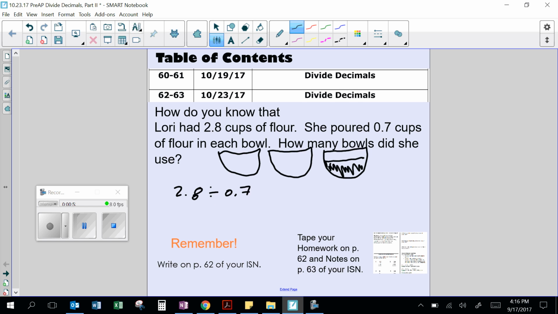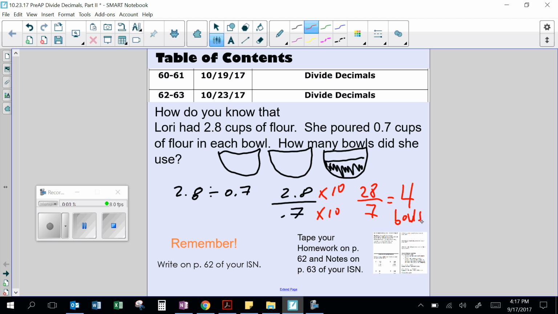Can I write this division in fractional form? I can. So what power of 10 should I multiply this by? So 7/10 becomes a whole number. I'm going to multiply by the power of 10. This is in the tens place. It'll be 7 tens place, 28. 28 divided by 7 is 4 bowls.